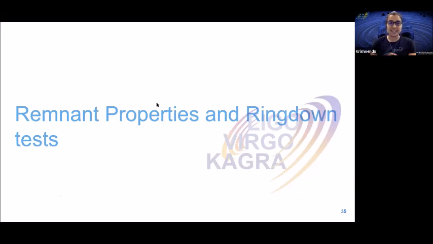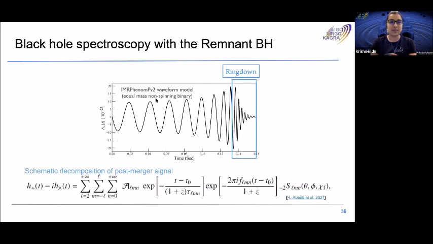Hello, everyone. Thanks, Martha. So now we are moving into the final set of tests performed in this presentation, which are mainly based on the remnant properties. As we discussed in the introduction, when you have an inspiraling compact binary system, it merges to form a remnant black hole. And this highly distorted spacetime emits gravitational waves called the ringdown radiation. And this ringdown can be expressed as quasi-normal modes, as schematically represented by this equation.